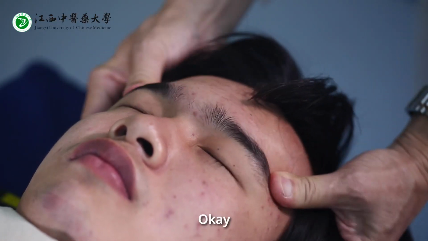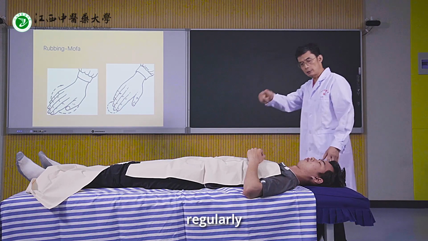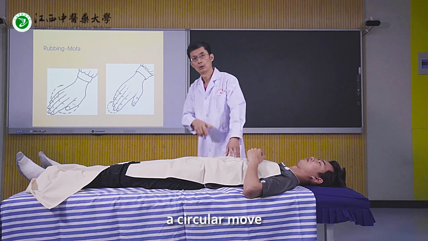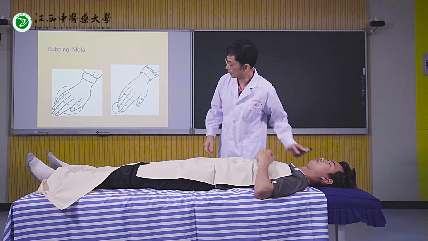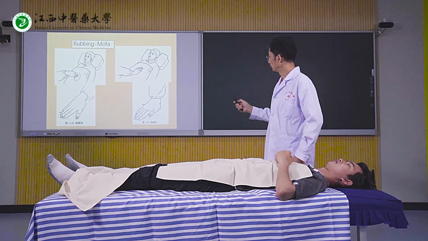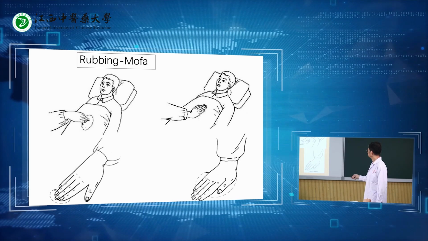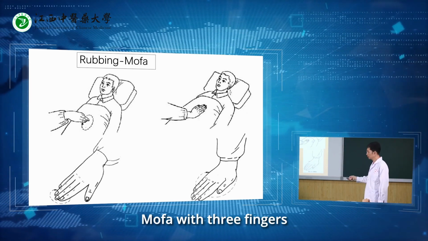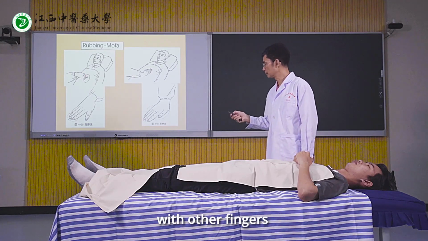That is 摩法. Okay, so that is 摩法: regularly, circularly move friction circularly on skin. Next one, 摩法 on abdomen, 摩法 with 3 fingers, with palm, with other fingers.